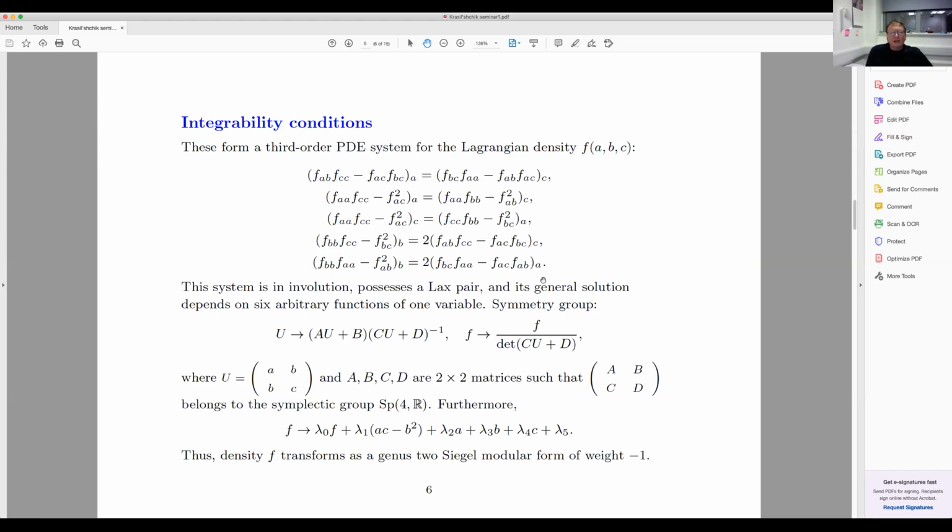Furthermore, the symmetry group of this system consists of these transformations, which form the Sp4(R) group, and also this transformation. What this transformation does is just add to F a trivial Lagrangian. Remember that F is a Lagrangian density. Nothing changes if you multiply the Lagrangian density by a non-zero scalar coefficient. If you add a constant, or a linear combination of uxx, uxy, and uyy, nothing changes in the Euler-Lagrange equations. These terms just disappear from the Euler-Lagrange equations.